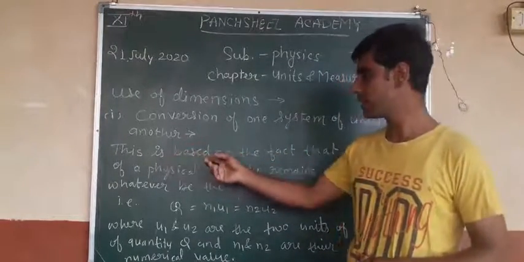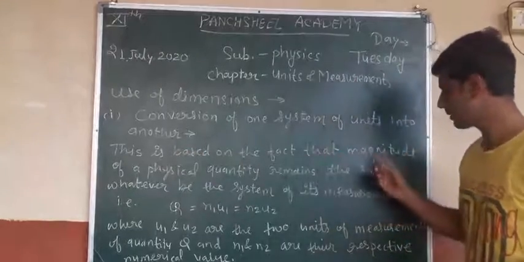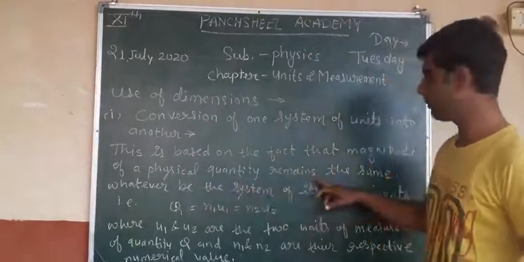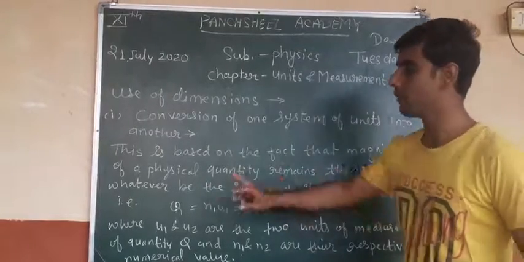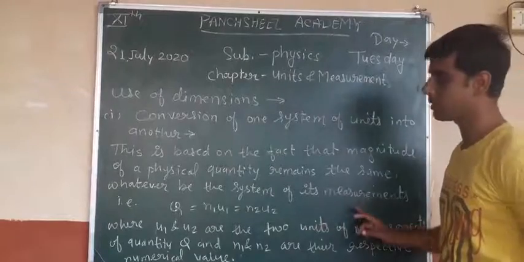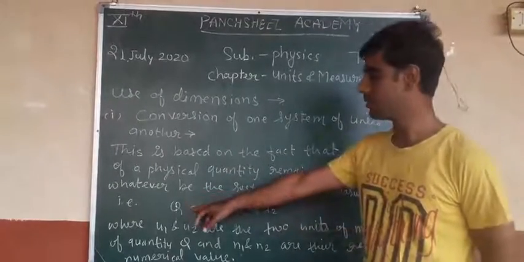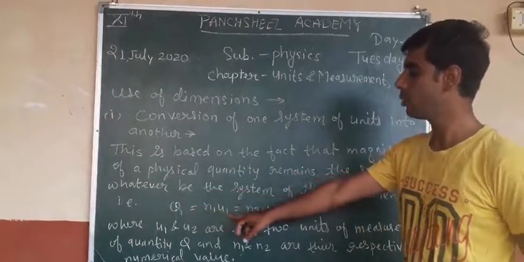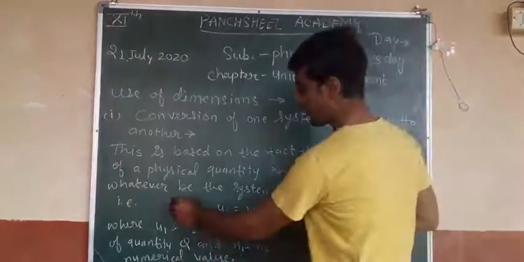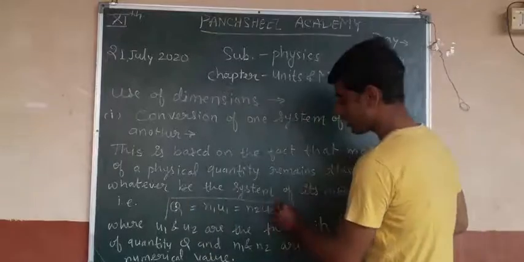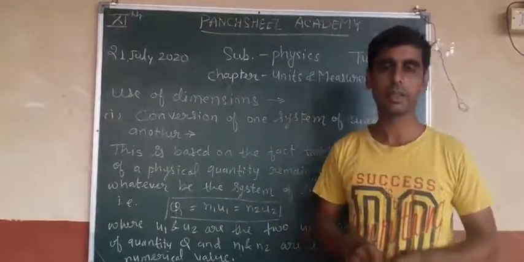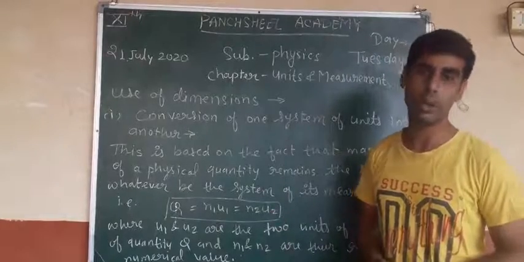This is based on the fact that the magnitude of a physical quantity remains the same whatever be the system of its measurement, that is, q equal to n1 u1 equal to n2 u2. This formula we discussed very early in the starting of our chapter, the study of physical quantity.